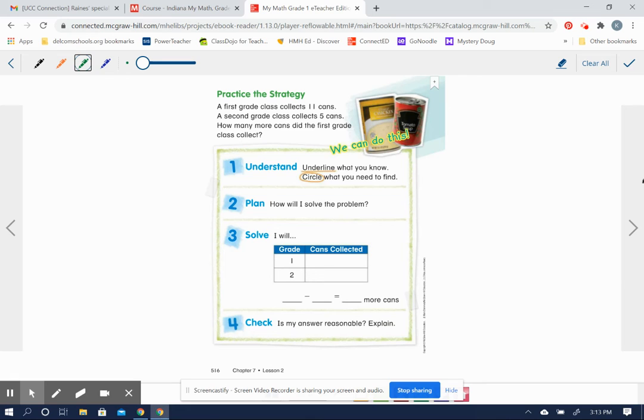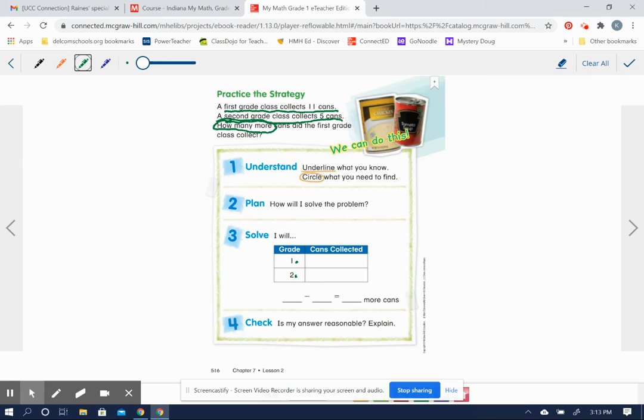All right, so again, let's underline what we know. A first grade class collects 11 cans. We also know that a second grade class collects 5 cans. What do we want to find out? We want to find out how many more cans the first grade class collected compared to the second. So our plan, how are we going to solve this? We're going to make a table. Here's first grade and here's second grade.